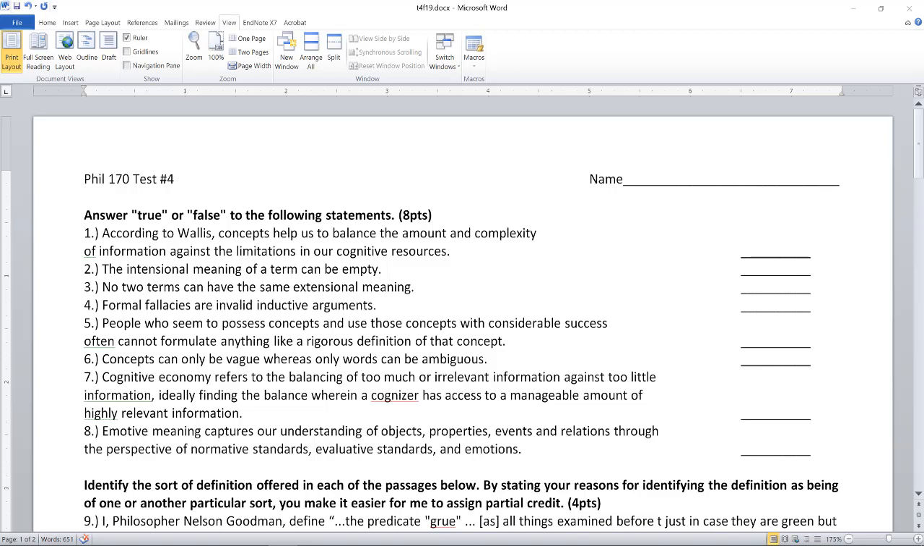Emotive meaning captures our understanding of objects, properties, events, and relations through the perspective of normative standards, evaluative standards, and or emotions. That is also true. That is what we said was the significance of emotive meaning, how it assigns significance to events. So that is true.